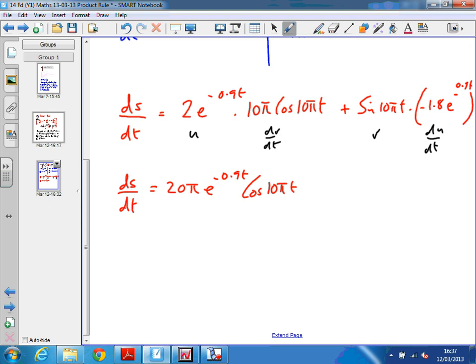Now the minus sign, the minus 1.8 at the end of this function here, means that the whole rest of it is going to become negative. So this becomes minus 1.8 e to the minus 0.9t times the sine of 10 pi t.